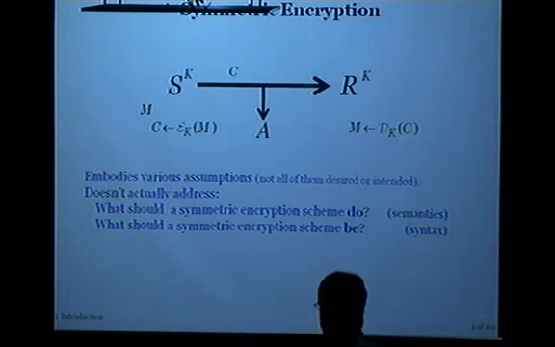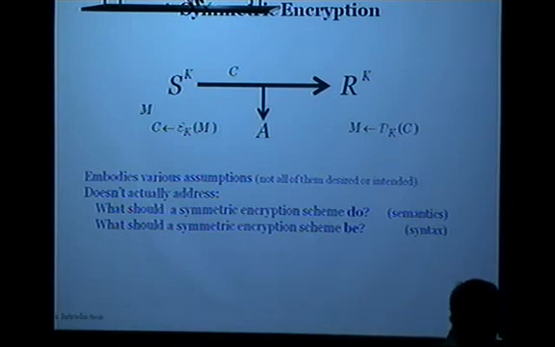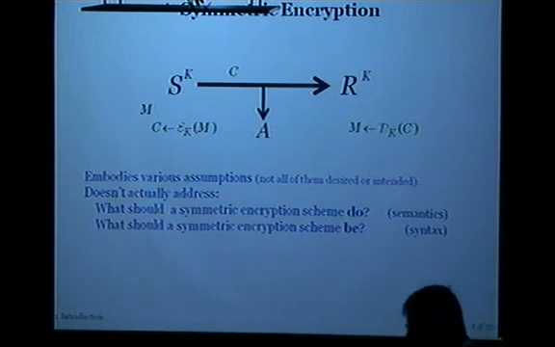I will try to establish what I mean syntactically that an encryption scheme is, separating it from any notion of security. I think only after you have a notion of what is the syntax of a scheme, what an encryption scheme is, can you really address the problem of formalizing its security.